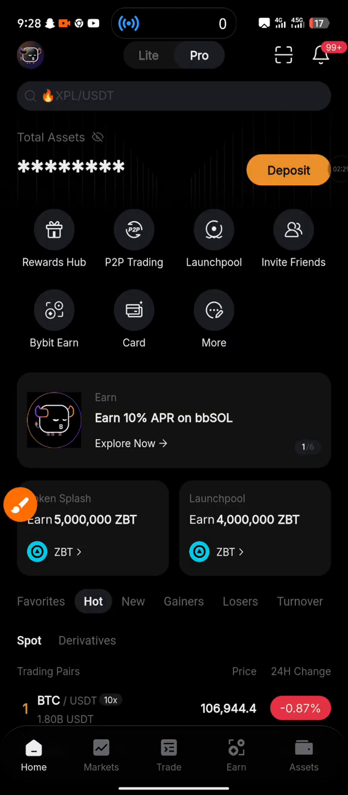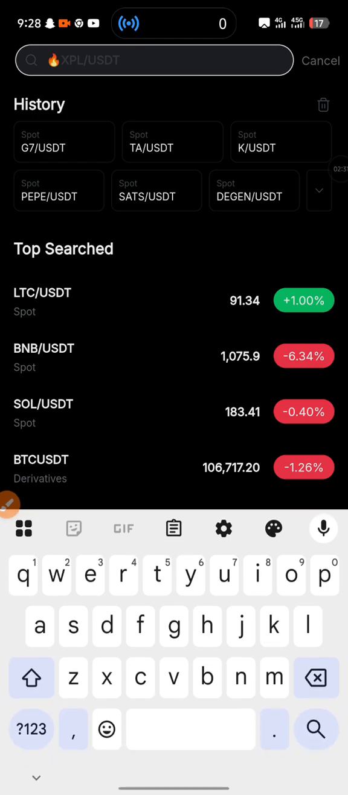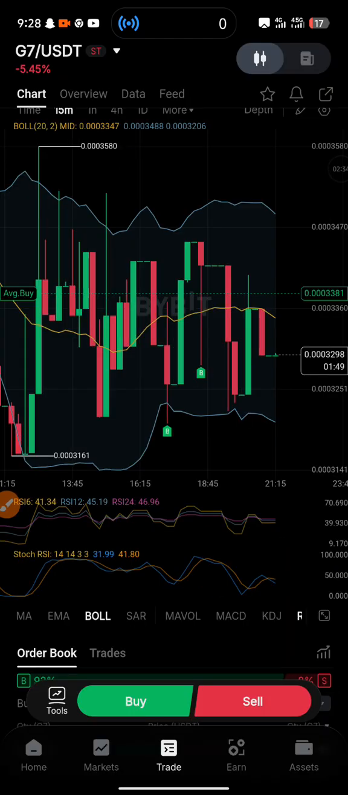You can do that or make your choice. You can also search for a particular coin you really want to buy, dive into it and start trading it for profit.